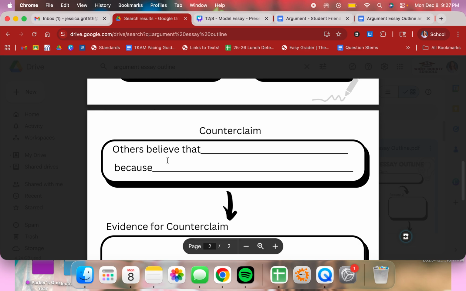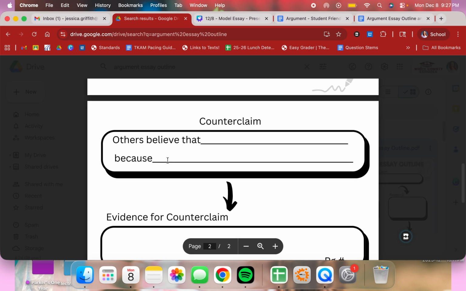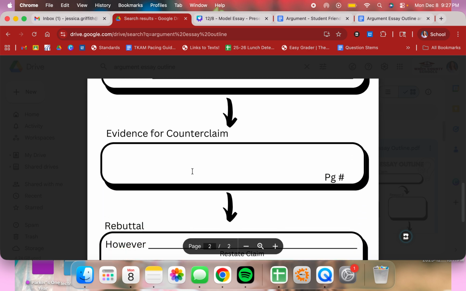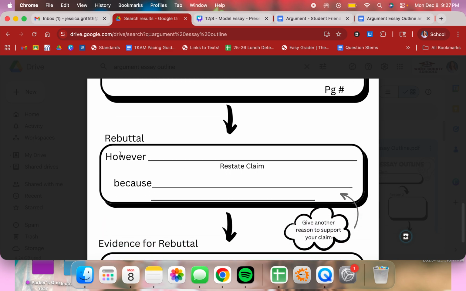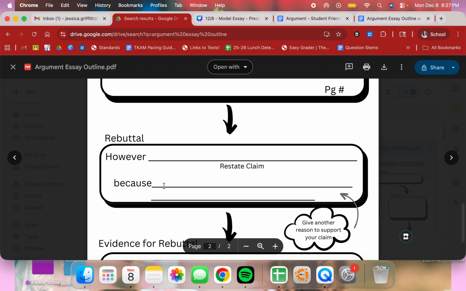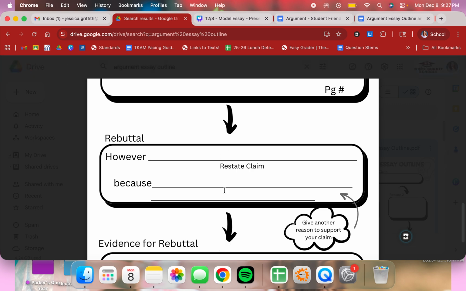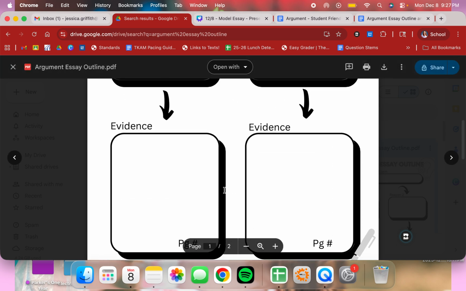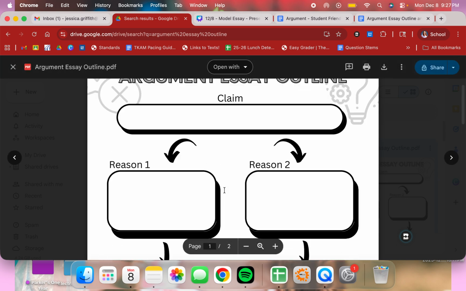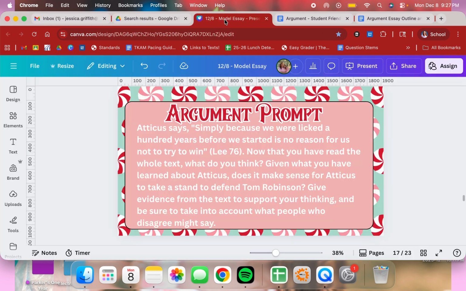Okay, then go ahead and plan out your counterclaim. So, what's a reason why someone would say he shouldn't have defended Tom Robinson? And that was actually your bell ringer from yesterday, so you should already have an idea of what goes in that counterclaim. Give the evidence for that counterclaim, and then hit it with the rebuttal. So, however, restate that claim, give another reason to support your claim that proves the counterclaim wrong, and evidence for that rebuttal. So you're really just doing a very basic outline of what your essay is going to be about.